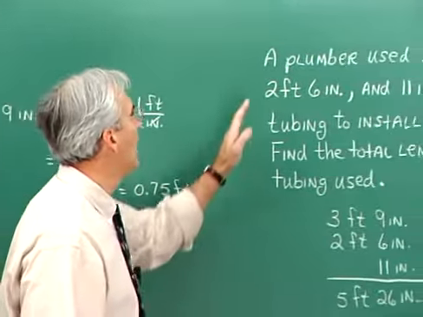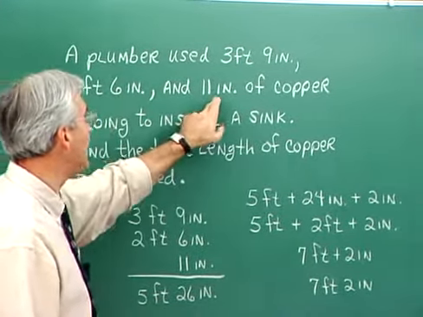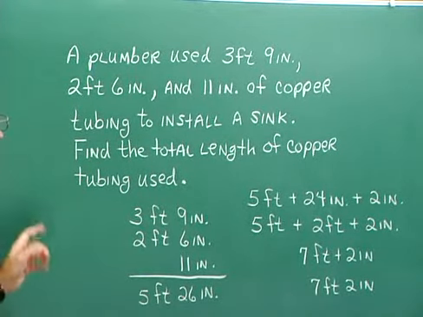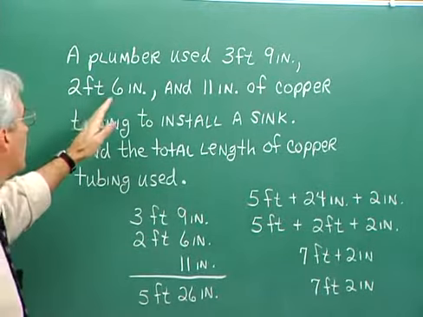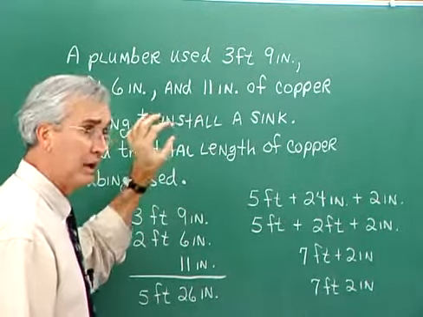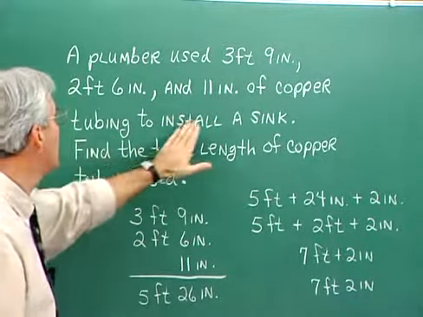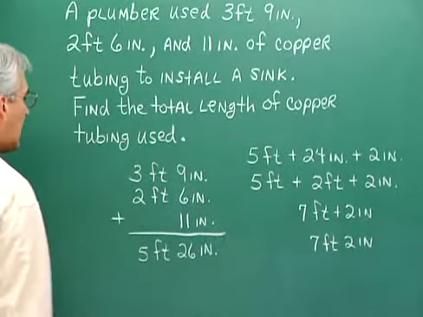Here's another one. A plumber used 3 feet 9 inches, 2 feet 6 inches, and 11 inches of copper tubing to install a sink. Find the total length of copper tubing used. Well, I think it's pretty clear if we're talking about the total length that we're going to add. We're going to add the 3 feet 9 inches, 2 feet 6 inches, and the 11 inches. And we set it up like this. Bam, put a plus sign, and away we go.